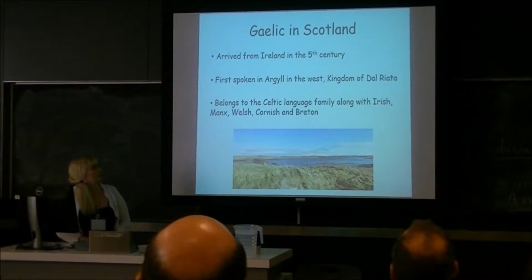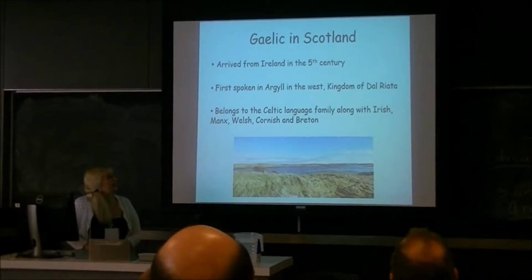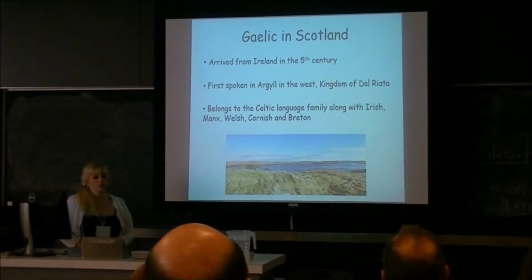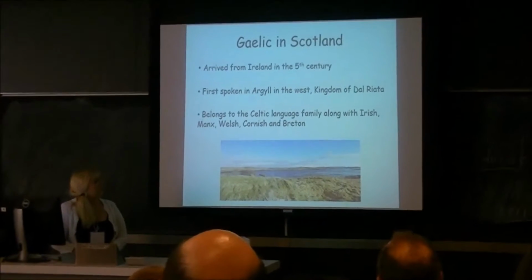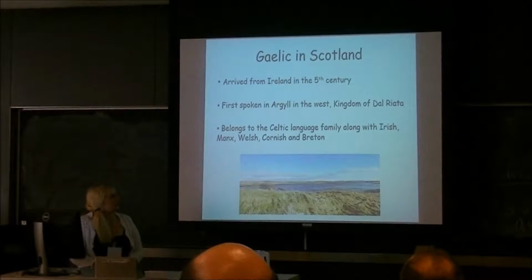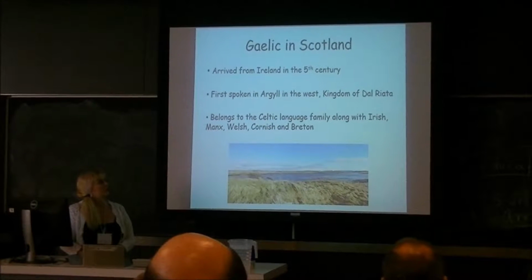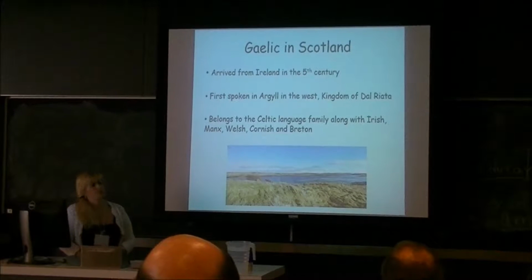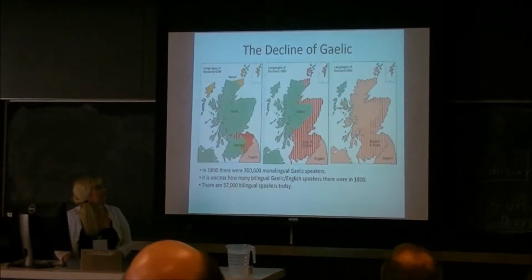So to start with, looking at the history, the language arrived in Scotland around the 5th century. It was a group of people who established the Kingdom of Dalriata on the west coast of Scotland. It's the bit that sticks out, it's nearest to the Irish coast. So in the early days it was very, very close to Irish. It belongs to the Celtic language family with Irish and Manx. Welsh, Cornish and Breton are a different branch of the Celtic family, although there are still similarities.